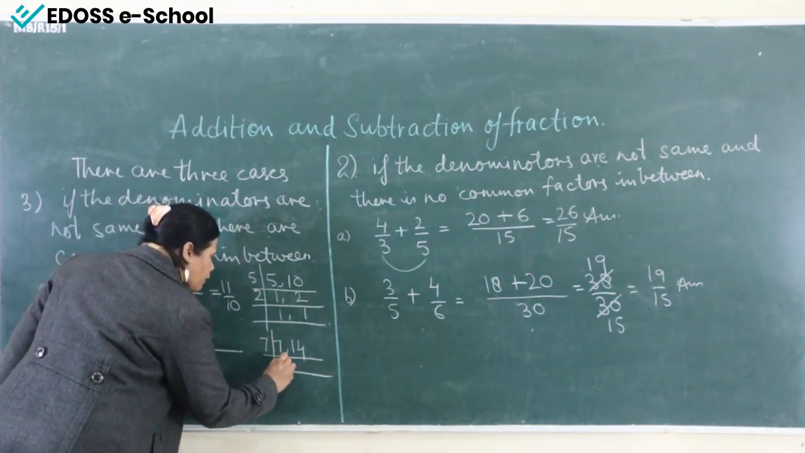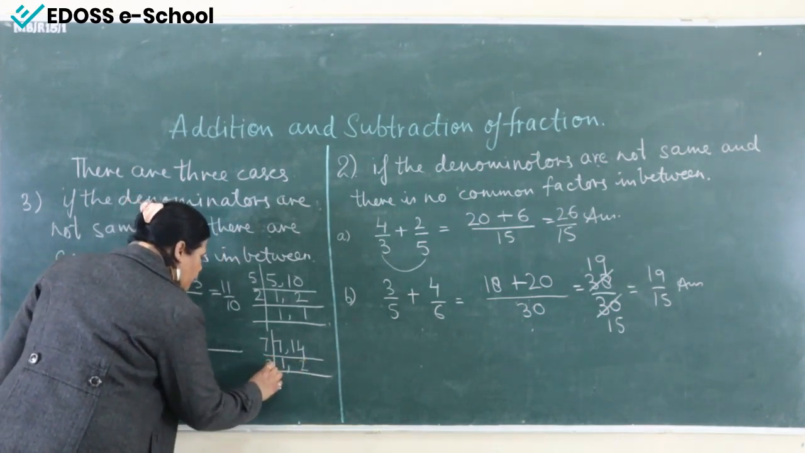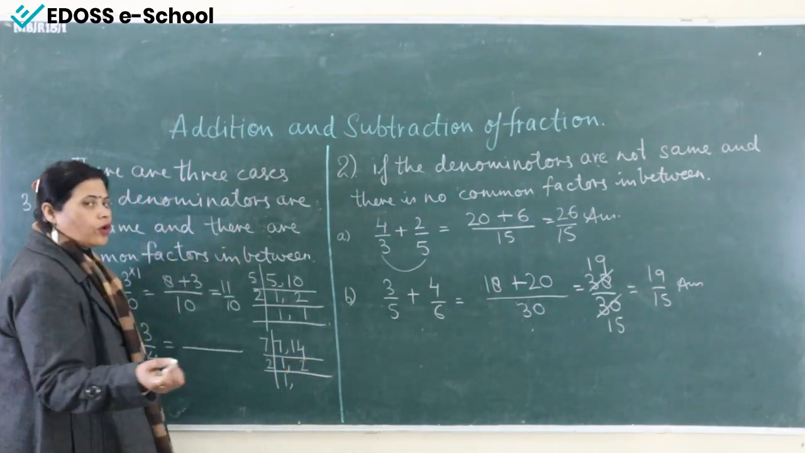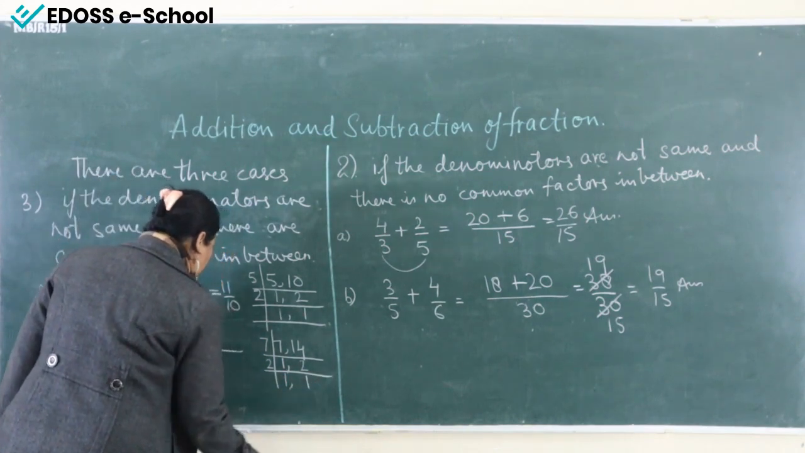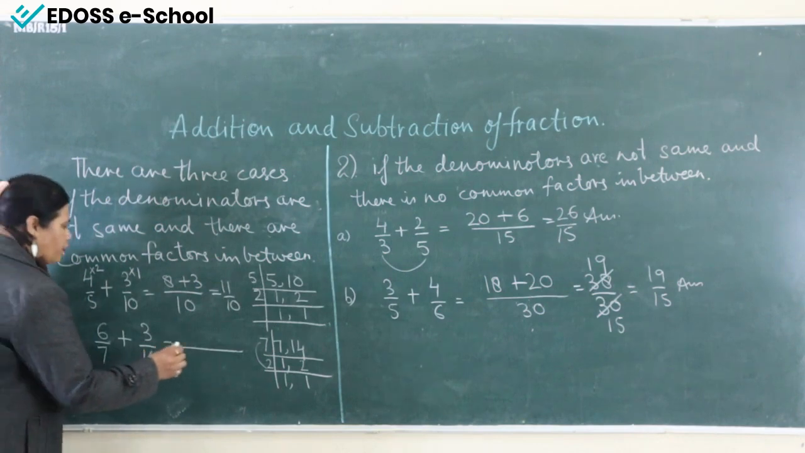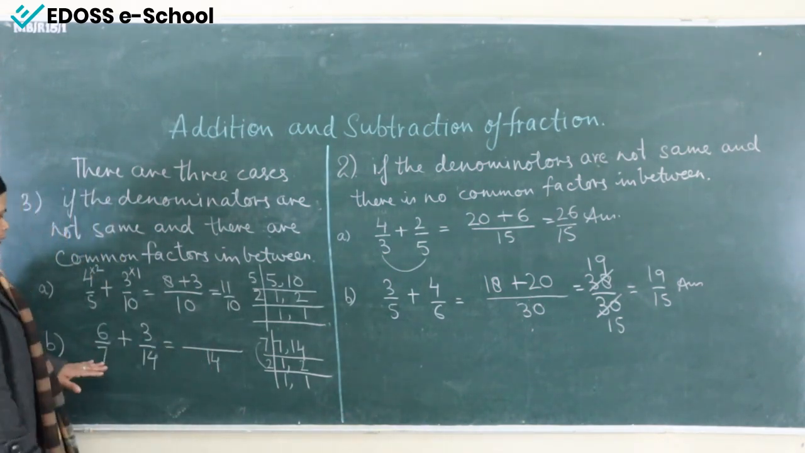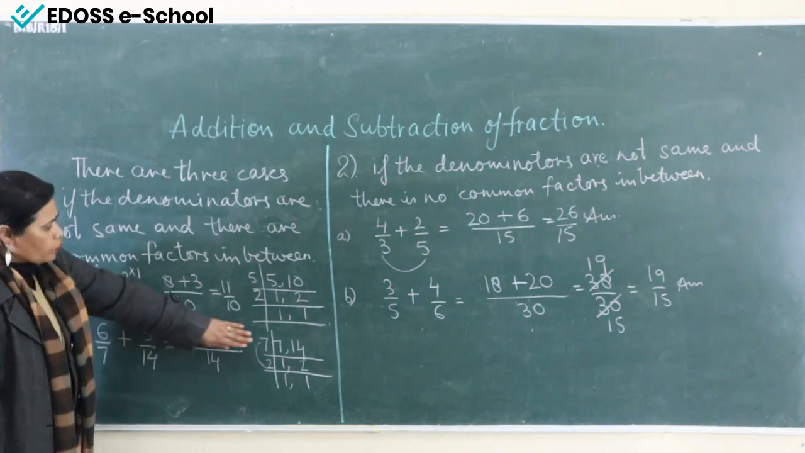So here it is, 7 ones are 7 and 7 twos are 14. Again you take a 2 because 2 is also a prime number. So 2 ones are 2. Now here, my common factor, my LCM is 7 twos are 14. Now here it is 7 twos are 14. So here the denominator is 7. So you will hide 7.